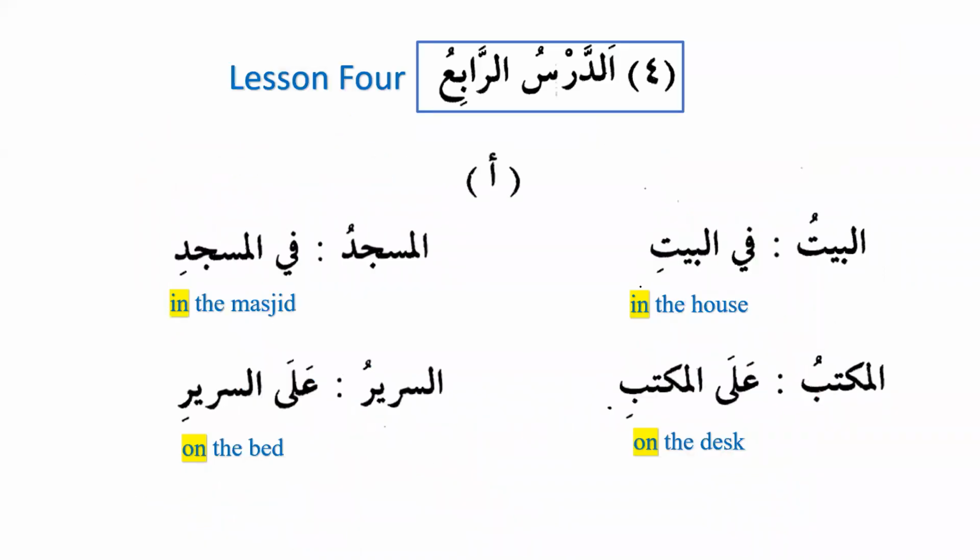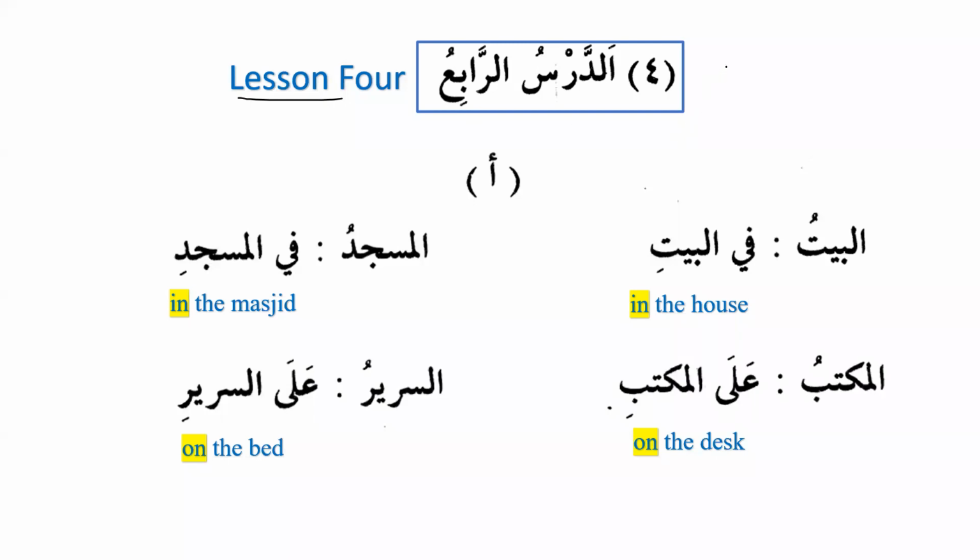Ad-darsu ar-rabi'u, lesson 4. Similarly here, ad-darsu ar-rabi'u is incomplete. It's a phrase. It's not a complete sentence, because lesson 4 is not a complete sentence. When you say it is lesson 4, then it's a complete sentence. So similarly, when you say ad-darsu ar-rabi'u, this is also an incomplete sentence, or a phrase.